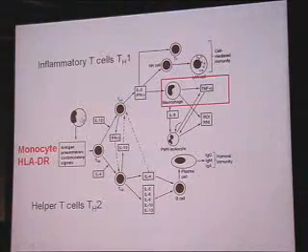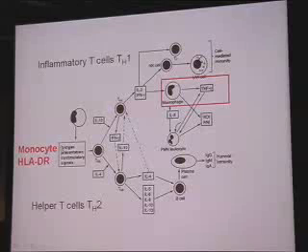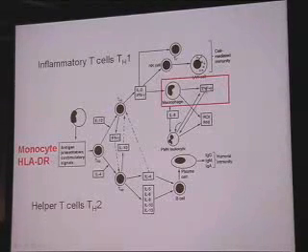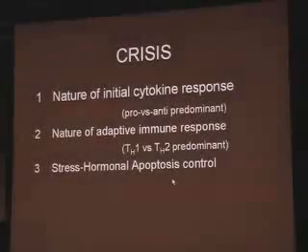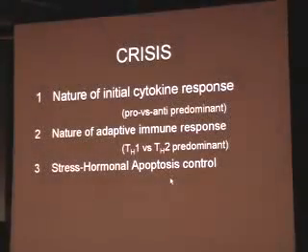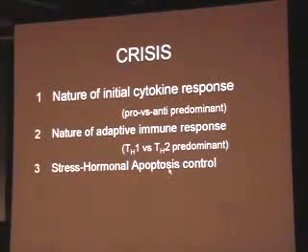Obviously, this is more complicated because monocyte HLA-DR expression is part of the cause, and reduced monocyte macrophage activation is part of the consequence. So these things are in themselves in tight feedback loops. The next thing I want to touch on before we talk about treatment is the influence of stress hormones on apoptosis control.